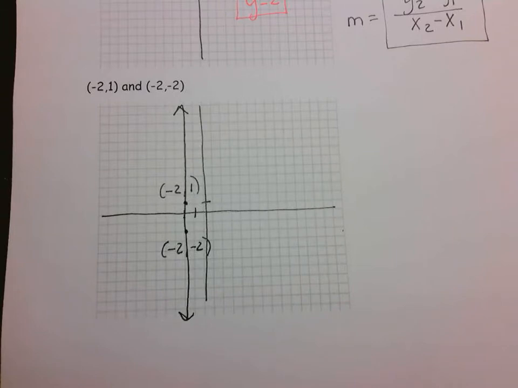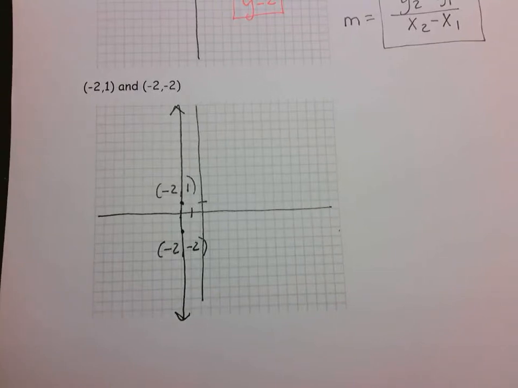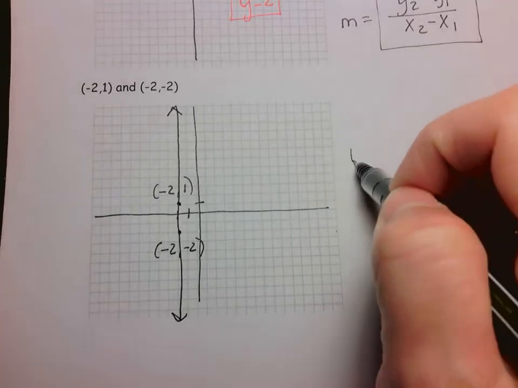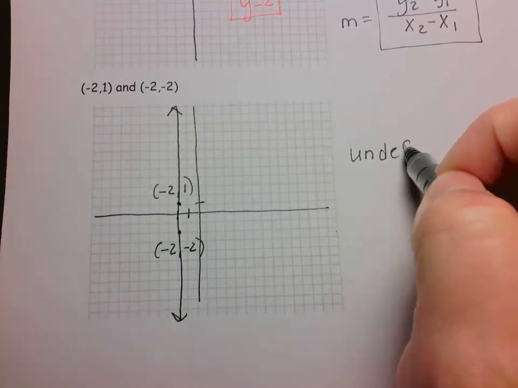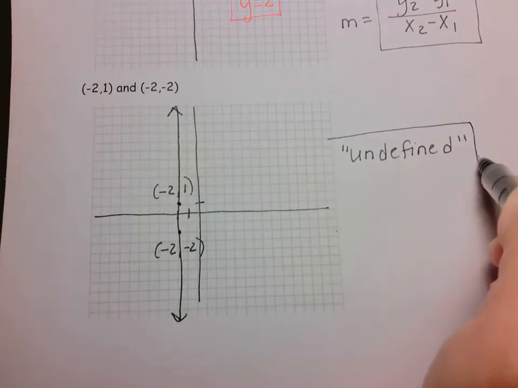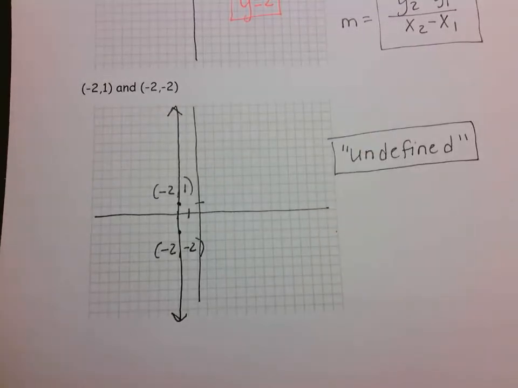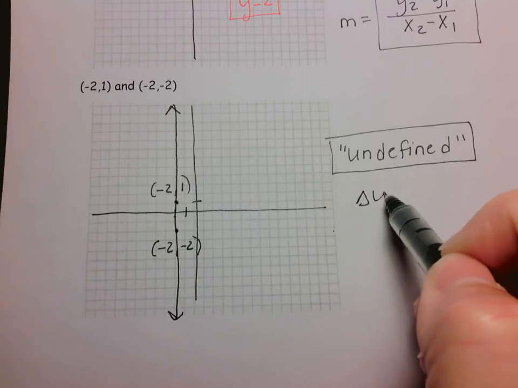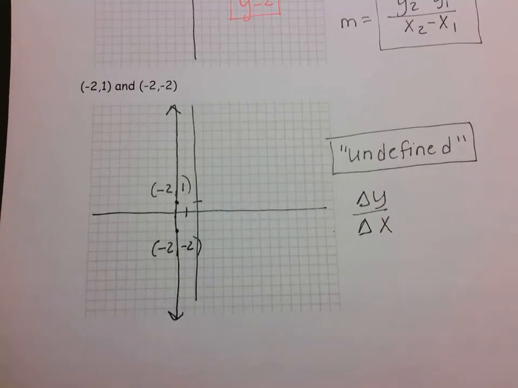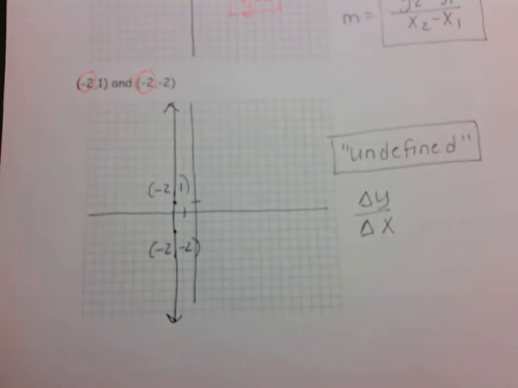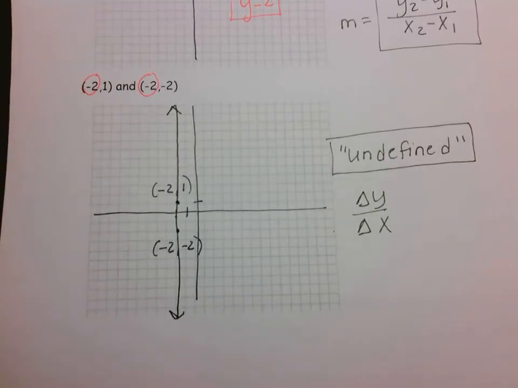Now let's look at this one. What do we get once we graph these points? We get a vertical line. The slope of any vertical line is undefined. Why? Well, again, let's look at it. What do we have? Change in y over change in x. There's no change in x.